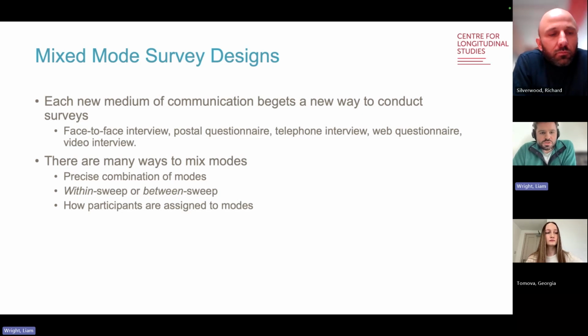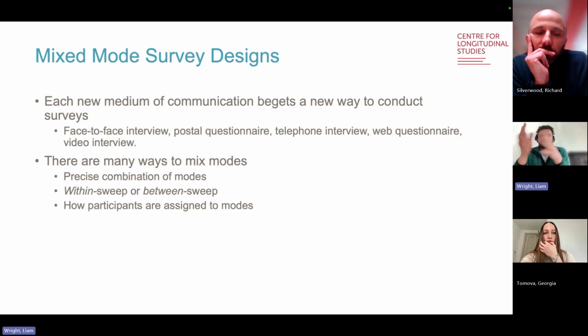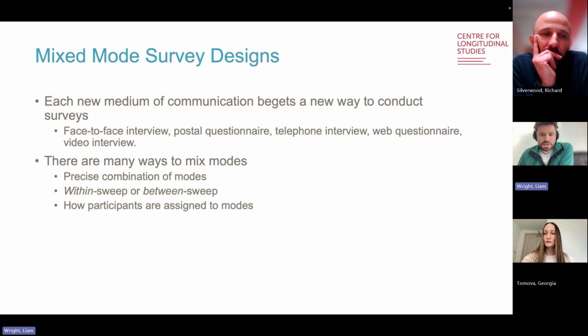Surveys don't necessarily use just one mode. They can use multiple modes in a sweep or between sweeps, and surveys differ in how they might mix modes. They might combine face-to-face interview with postal questionnaire, telephone with web questionnaire, for example. This mixing of mode can occur within a sweep. So given a set of participants, some might answer by telephone, some might answer by web questionnaire, or it can occur in longitudinal studies or repeat cross-sectional studies between survey collection, data collection.